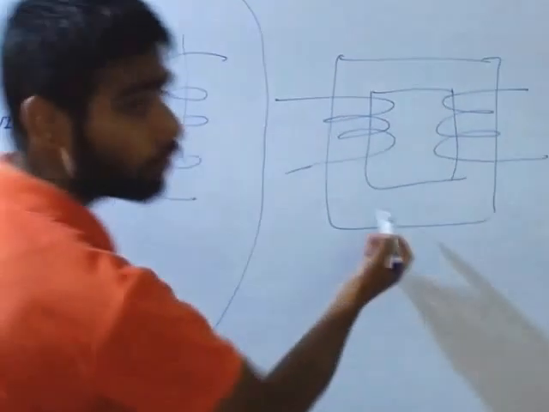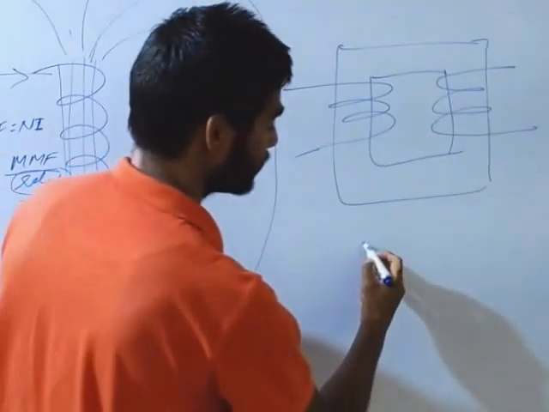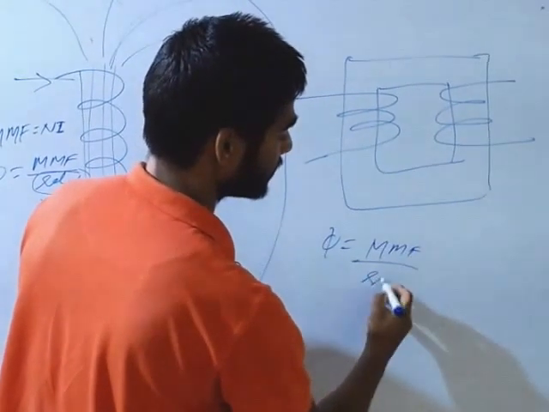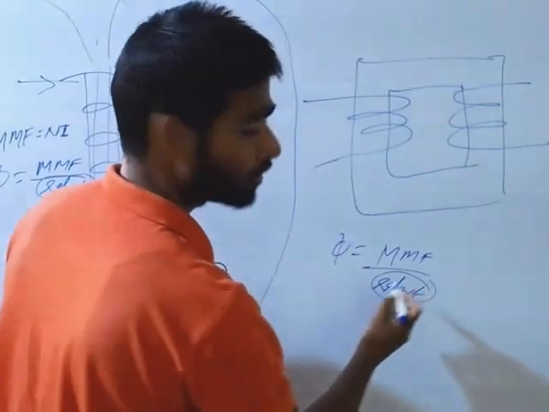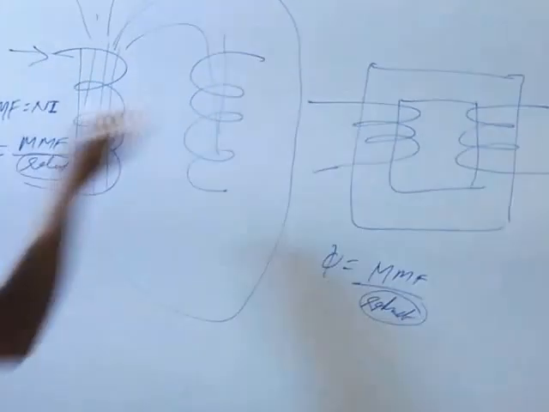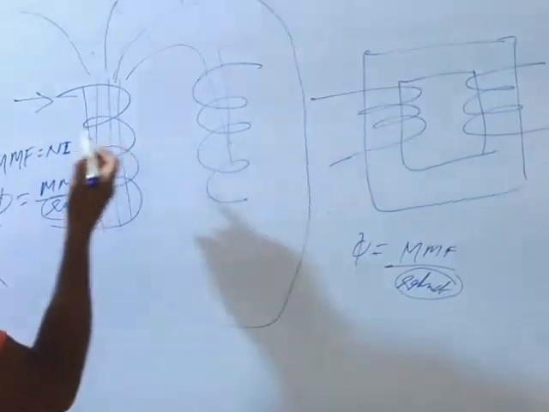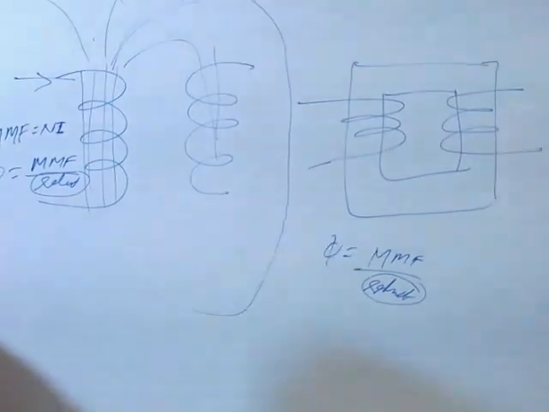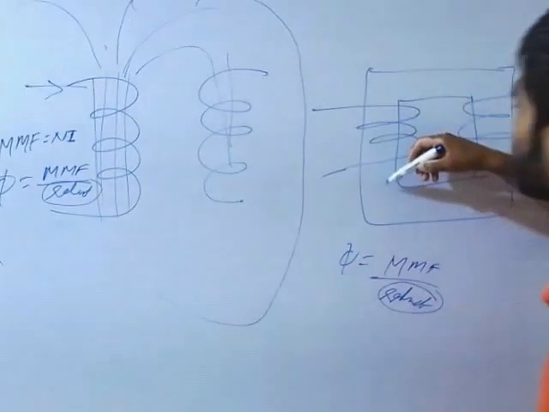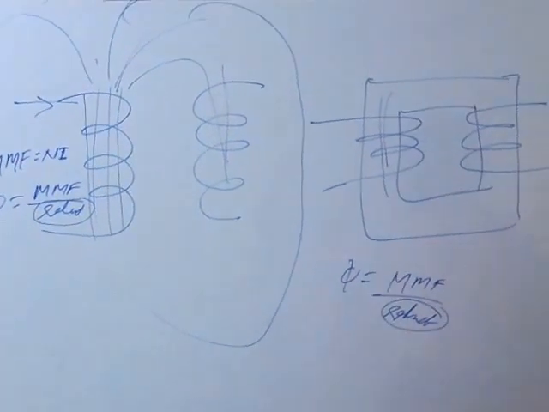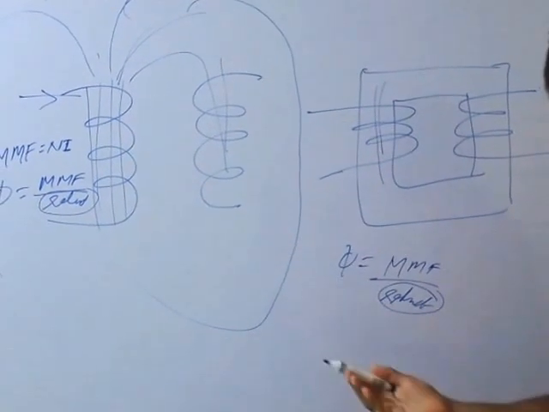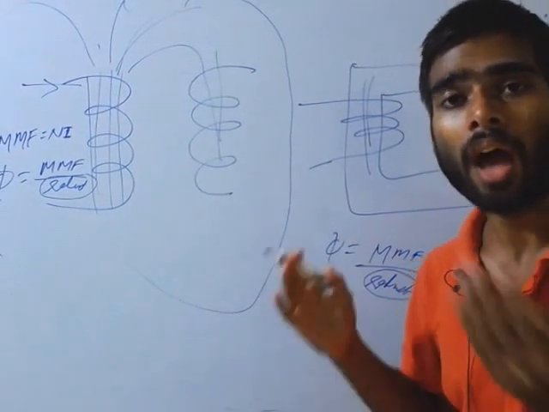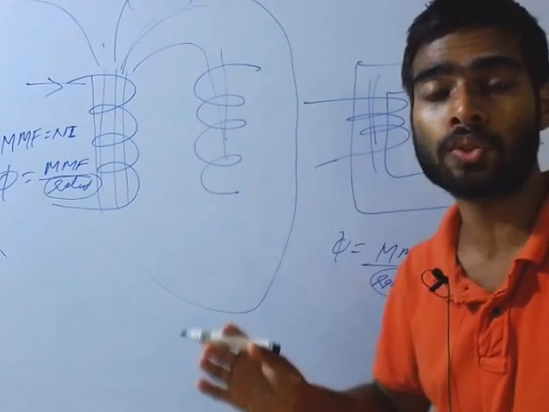First, it will offer very low reluctance. So the flux produced is equal to MMF by reluctance. Reluctance is very less, so the flux generated for the same amount of current will be more. Suppose we are giving the same amount of current in both cases, but the flux generated will be more here. And also, the flux generated in this case will not go into air. Why would it go into air? It will not go into air because air offers a very high reluctance, and flux always passes through a very low reluctance path.